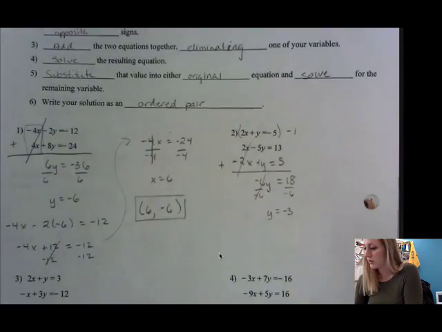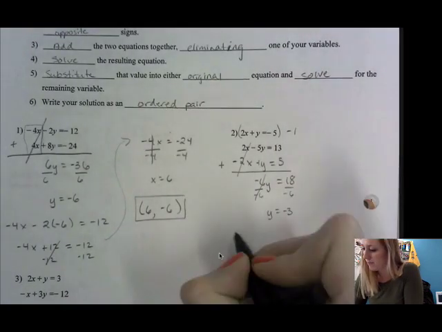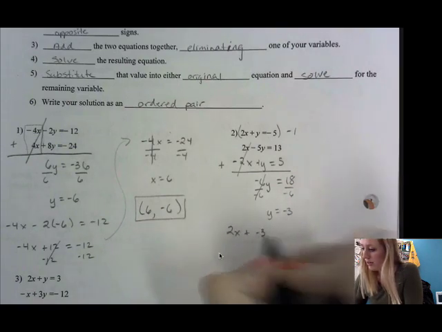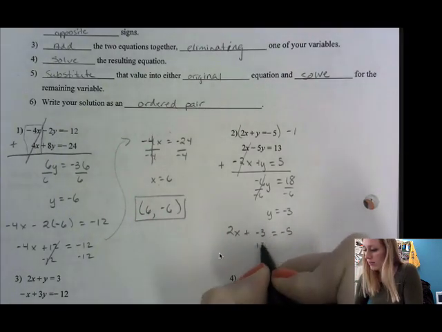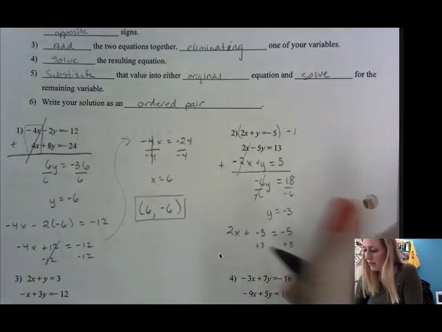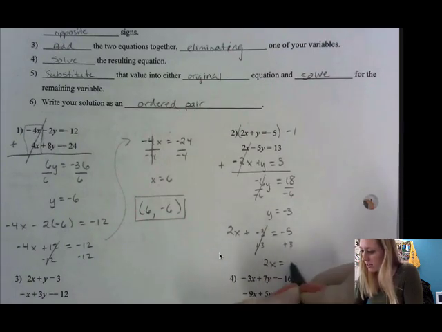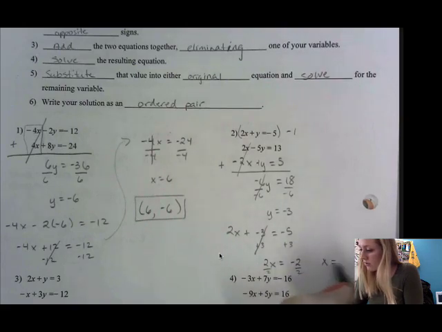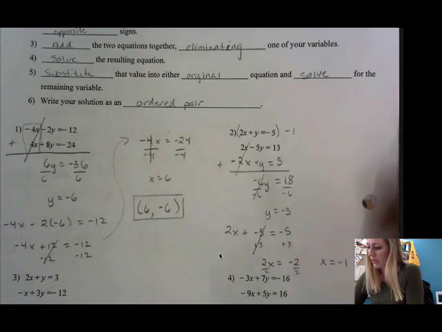Now to get x, we're going to take negative 3 and plug it back into one of the originals. I'm just going to use the top one again. So 2x plus y, but we know y is negative 3. Okay, so I can add 3 here, get rid of that. So I now have 2x equals negative 2. Divide by 2, and I get x equals negative 1. So then my ordered pair is negative 1, negative 3.